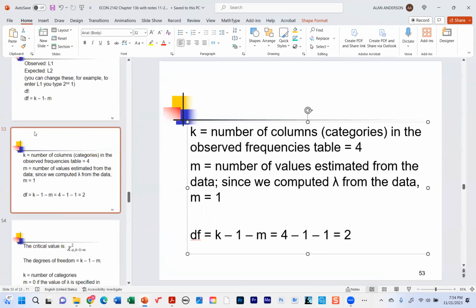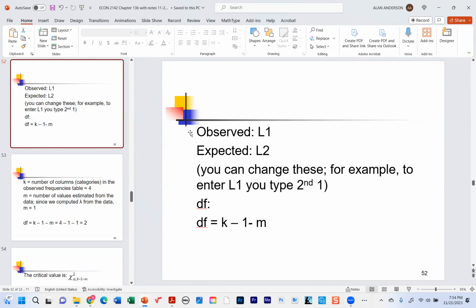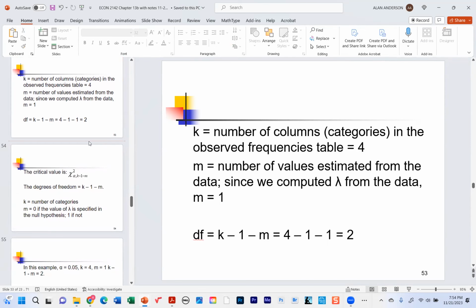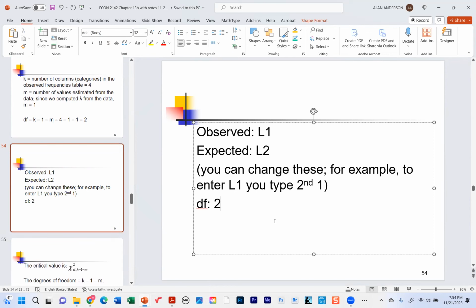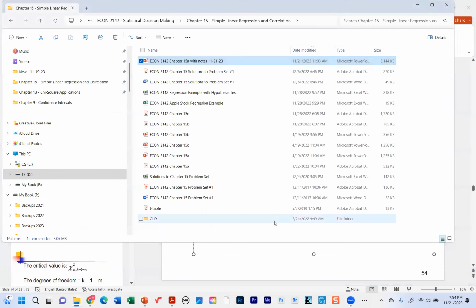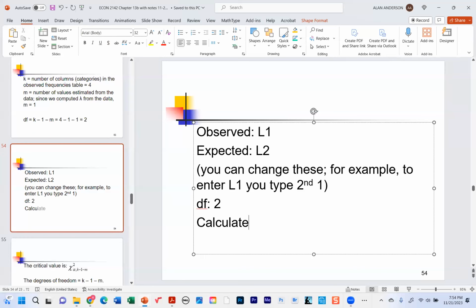So, go back to where we left off. I'll just copy these to the next slide. And now we just enter 2 for degrees of freedom. And then you hit calculate. And you'll get everything you need for this test, right? So type them in. L1, L2, degrees of freedom is 2. And you should get, for your test statistic, about 2.00897. And for your p-value, approximately 0.366. That's all.